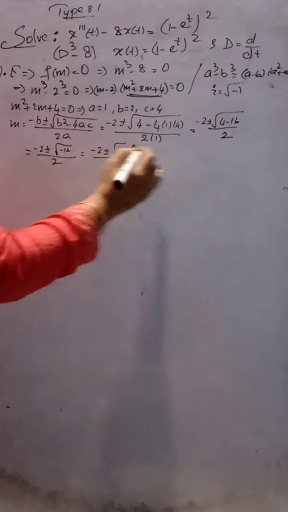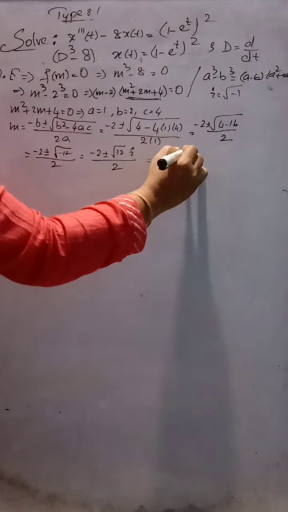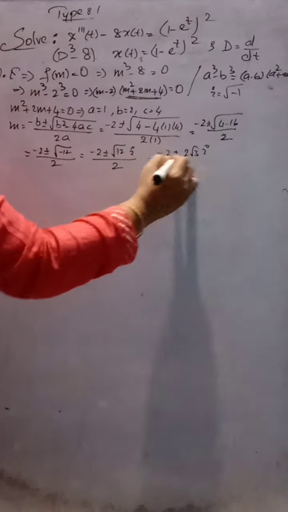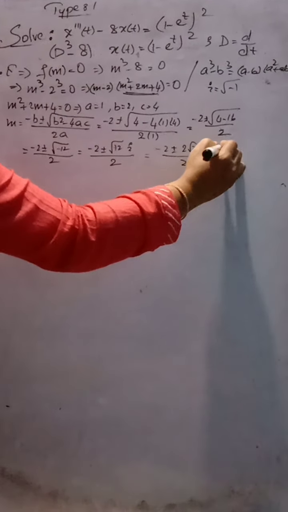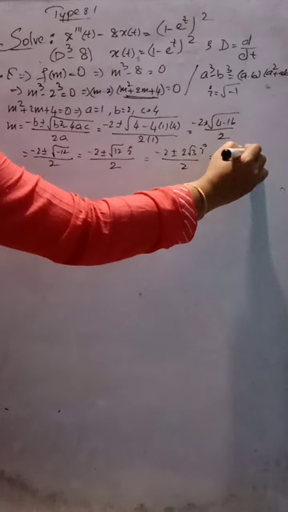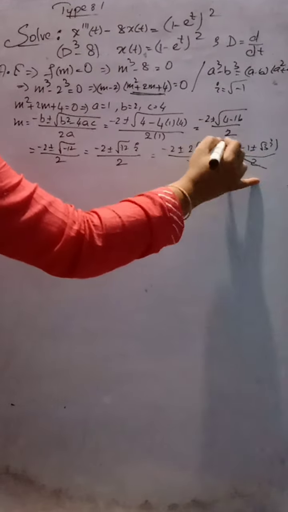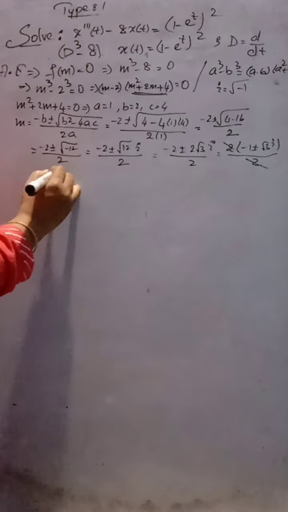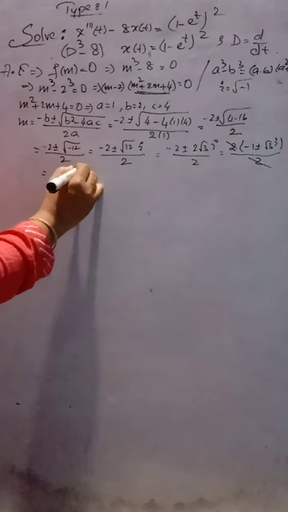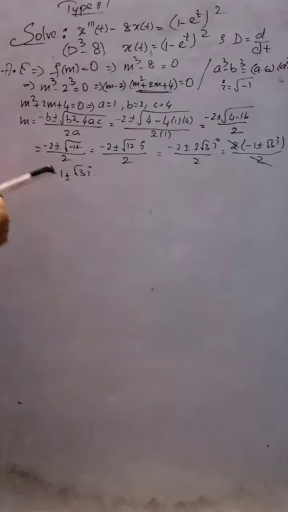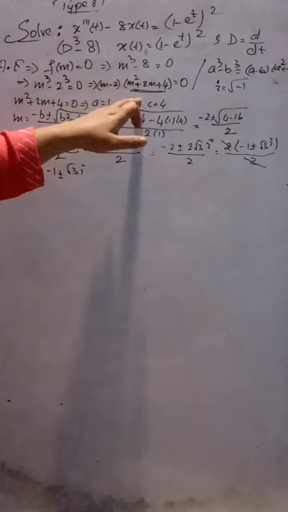So what is root 12? Root 12 is equal to 2 root 3, i whole divided by 2. Take out 2 common in the numerator. We get 2 into (minus 1 plus minus root 3 i) whole by 2. And the 2 here gets cut. So what are you left with? Minus 1 plus minus root 3 i. These are the factors for this quadratic form.